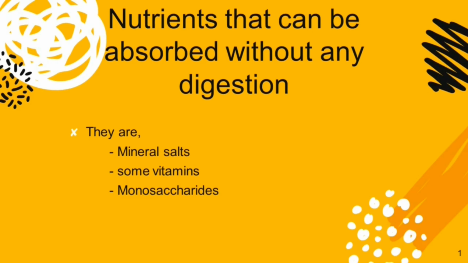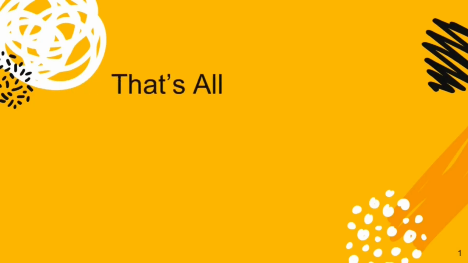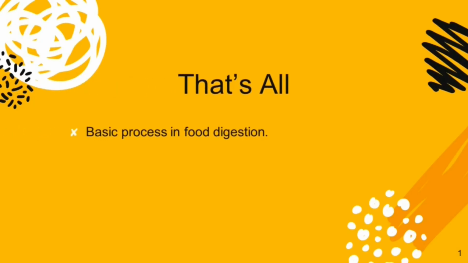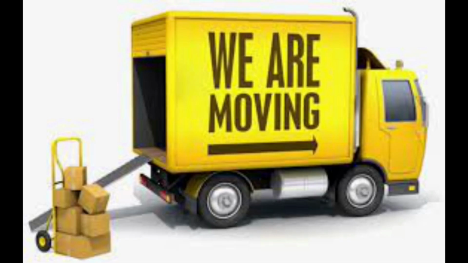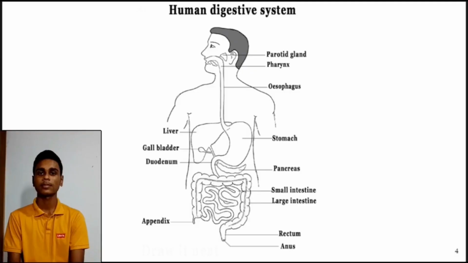I will repeat it. Mineral salts, some vitamins, glucose, fructose and galactose. Okay, it's all about the basic process of digestion. We will keep moving. Now we can move to our next topic, which is the human digestive system.